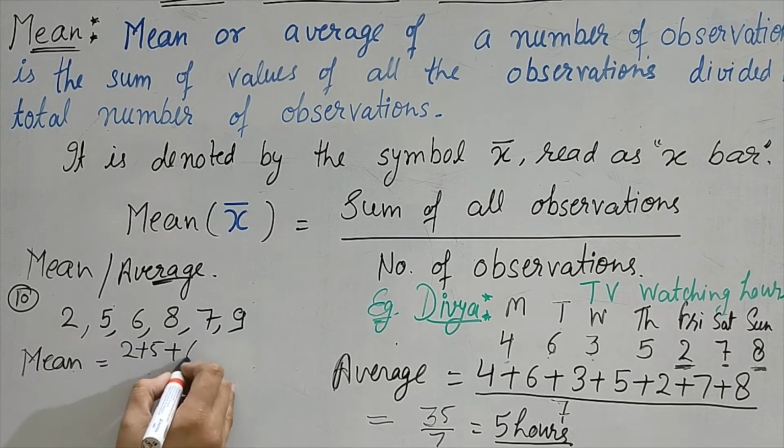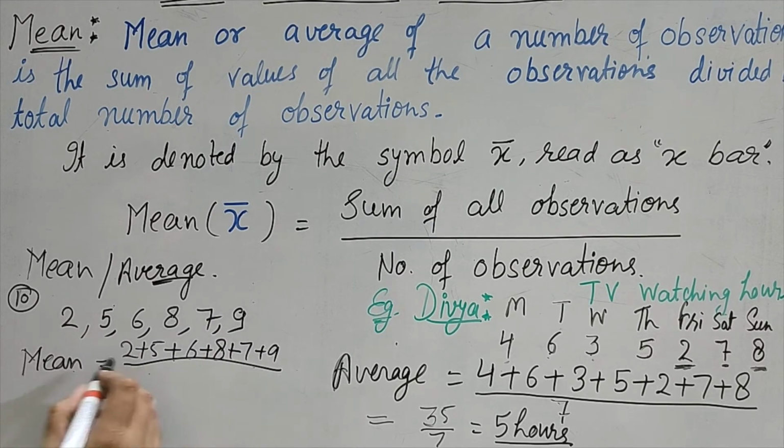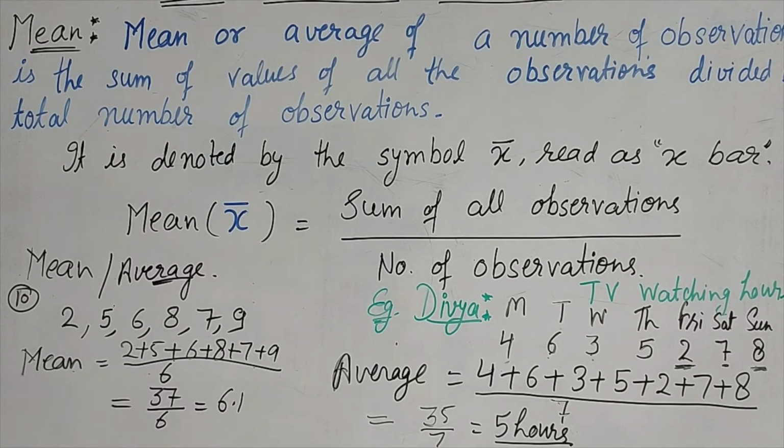2 plus 5, plus 6 plus 8 plus 7 plus 9 divide by how many observation are these? 1, 2, 3, 4, 5, 6 observation. So on addition, we will get 37 divide by 6, 6.1. So this 6.1 number is the average marks.